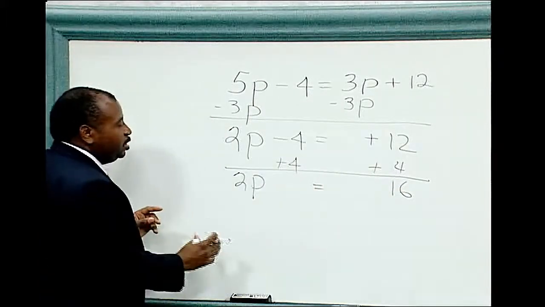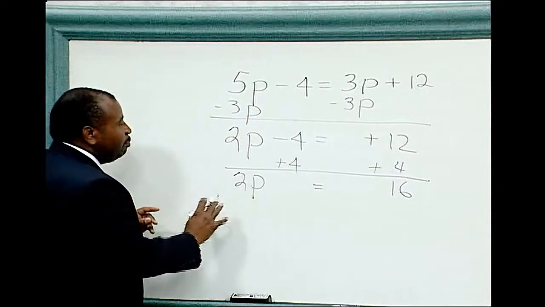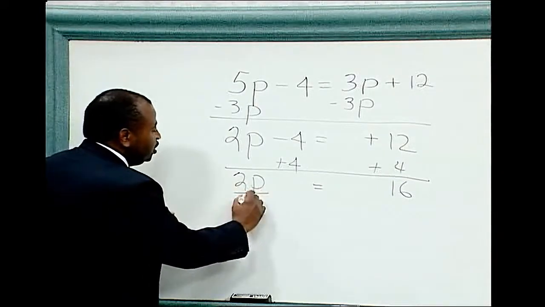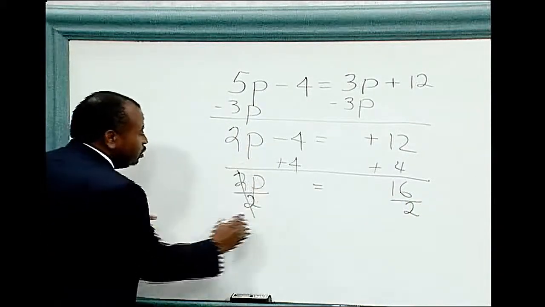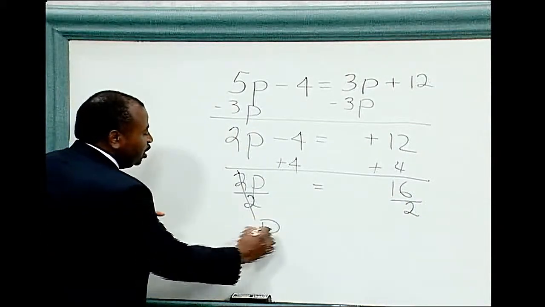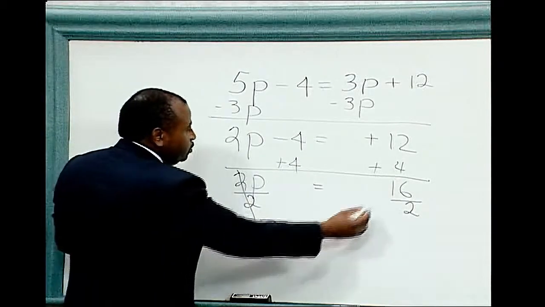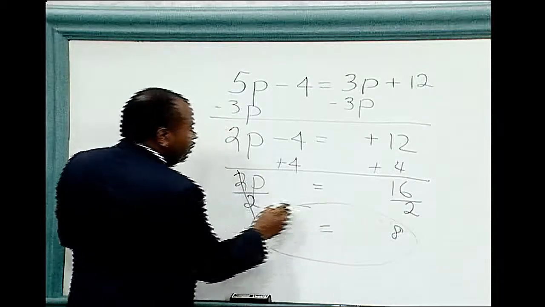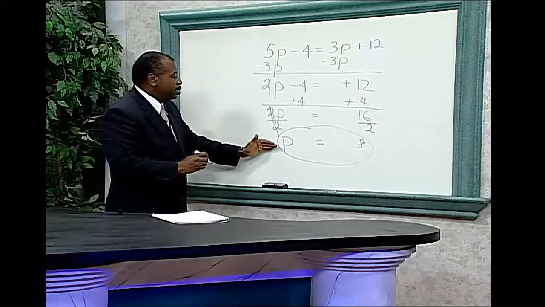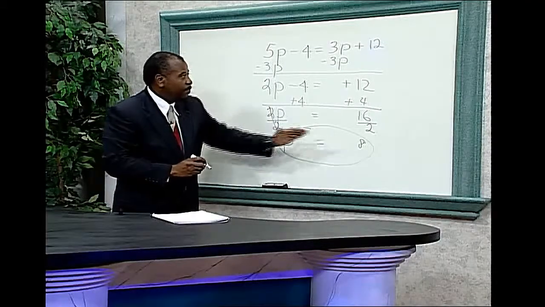We're trying to find what p is equal to. Therefore, we need to divide both sides by 2. Divide this by 2, divide 16 by 2. The 2's cancel out, leaving us p is equal to 16 divided by 2, which is 8. Therefore, the solution for this particular equation is 8.